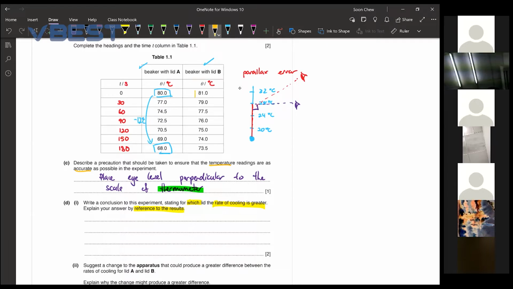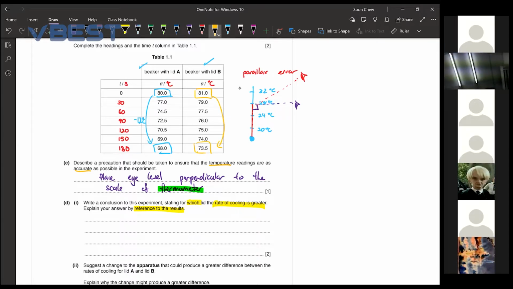Then, if we do the same thing for beaker B, we can see the other result as well. 81 minus 73.5, we only decrease by 7.5 degrees Celsius. So definitely, beaker A would have a better cooling rate. So then you can write your answer down: A has greater cooling rate. Then after that, they want you to reference your results.